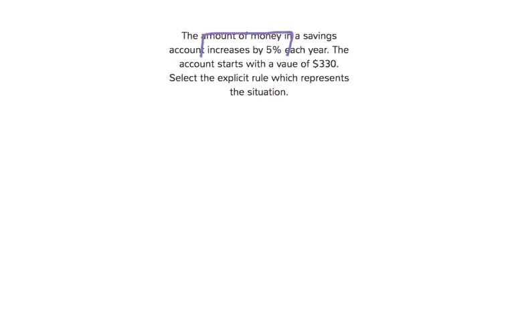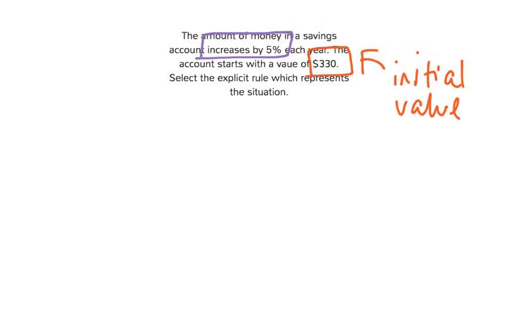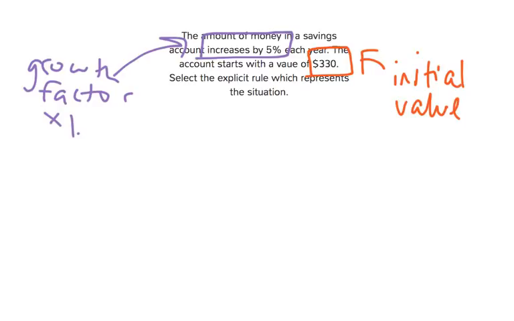We know that the amount of money increases by 5% each year, and we know that we start with a value of 330. So we have our initial value, and we have the growth factor. We know it's growing by 5%. If it's growing by 5%, it's going to be multiplied by 1.05.